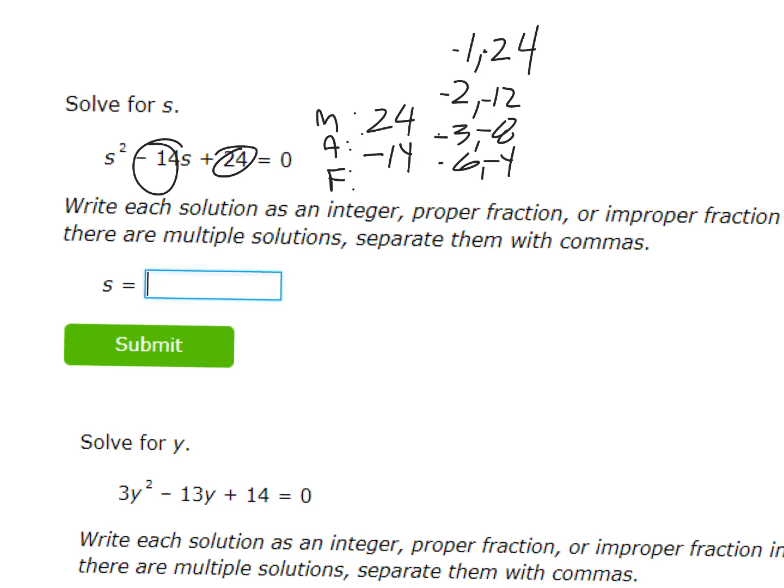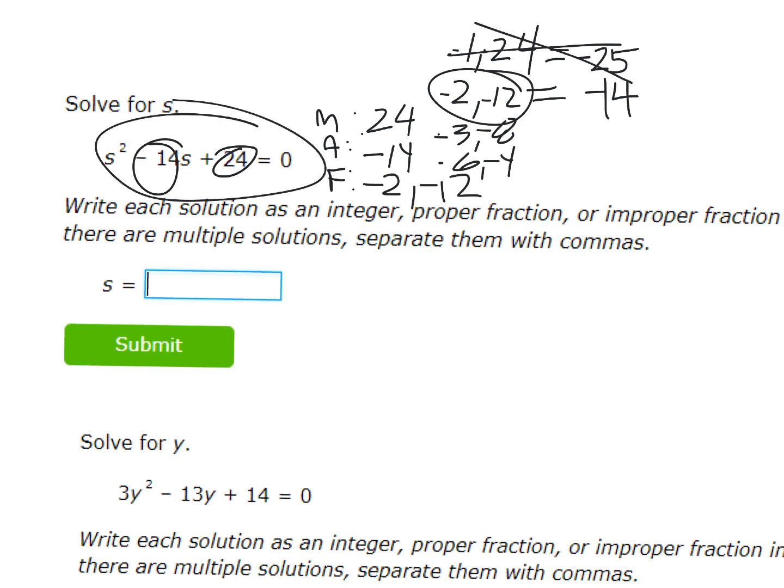And of course, you can do this in your head or write it down. If I add these two, that would add up to negative 25. That's not what I want. I want negative 14, so that's not it. I add these two, it gives us negative 14, and that's what we want. So our two factor terms are negative 2 and negative 12.